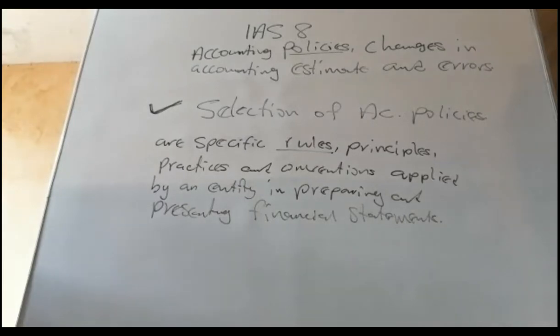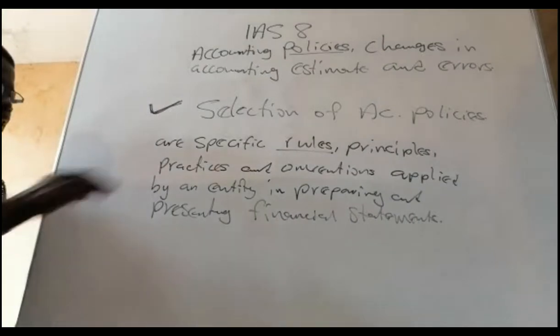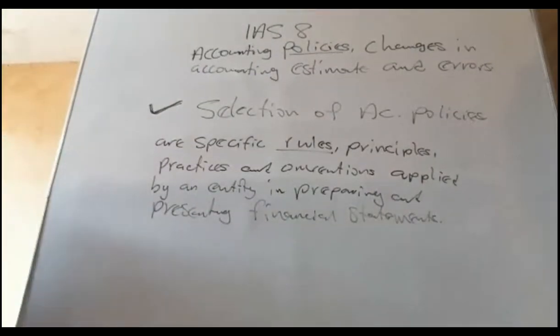Now let's go to the basis of the selection. On what basis do you select the accounting policy? It's a rule, it's a specific principle, and there are many. Sometimes we have alternative policies that we can adopt. For instance, we have the cost model and the revaluation model in PPE measurement. So you can select any of these. On what basis do you select the accounting policy?